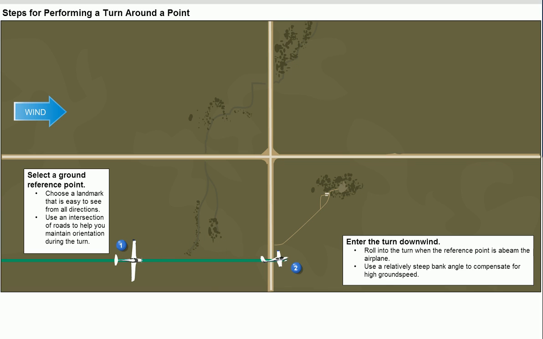After selecting the reference point, enter the turn downwind. Roll into the turn when the reference point is abeam the airplane. Use a relatively steep bank angle to compensate for high ground speed.